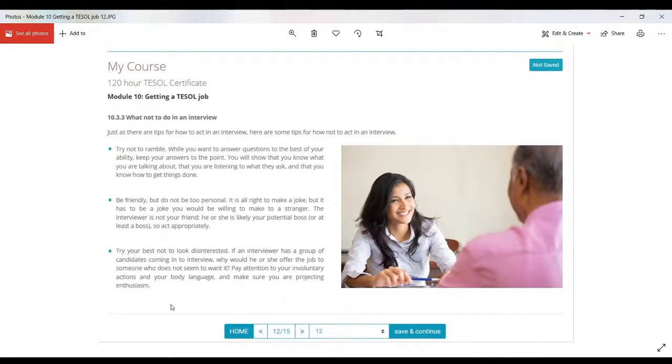If an interviewer has a group of candidates coming in to interview, why would he or she offer the job to someone who does not seem to want it? Pay attention to your involuntary actions and your body language, and make sure you are projecting enthusiasm.